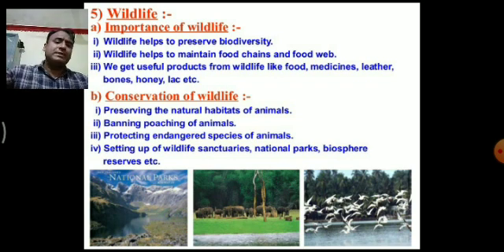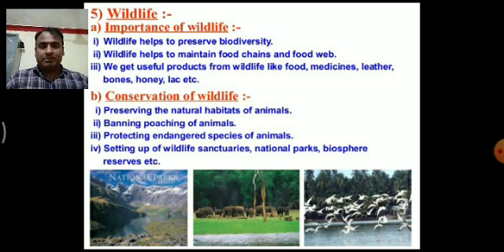So we can say that directly or indirectly one species depends upon another. The extinction of one species can result in the extinction of other species. For example, in food chain and food web, we can easily understand the concept of extinction of any species. Wildlife helps to maintain food chain and food web. We get useful products from wildlife like food, medicines, leather, etc.